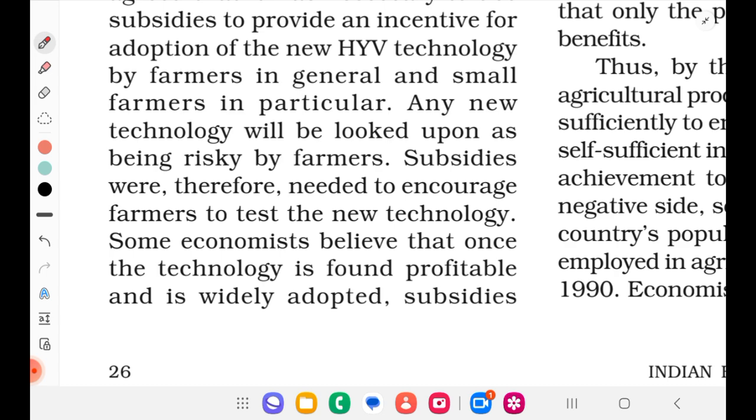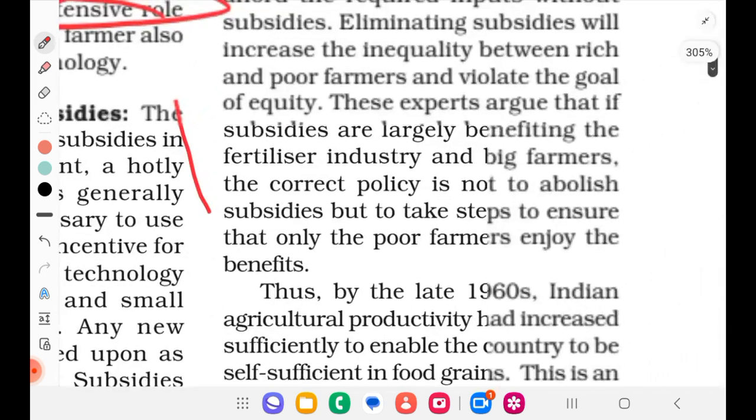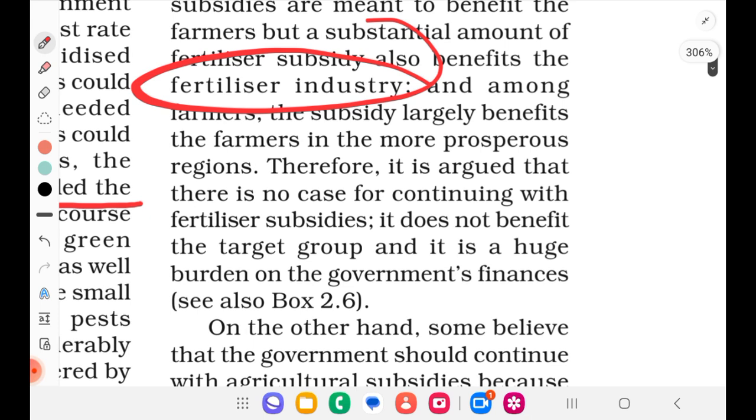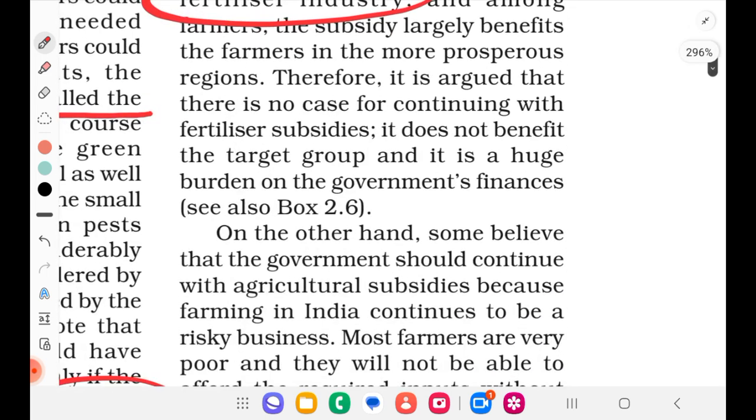Some economists believe that once the technology is found profitable and is widely adopted, subsidies should be phased out since their purpose has been served. Further, subsidies are meant to benefit the farmer, but a substantial amount of fertilizer subsidy also benefited the fertilizer industry. And among farmers, the subsidy largely benefited the farmers in more prosperous regions. Therefore, it is argued that there is no case for continuing with fertilizer subsidy. It does not benefit the target group and it is a huge burden on government's finance.